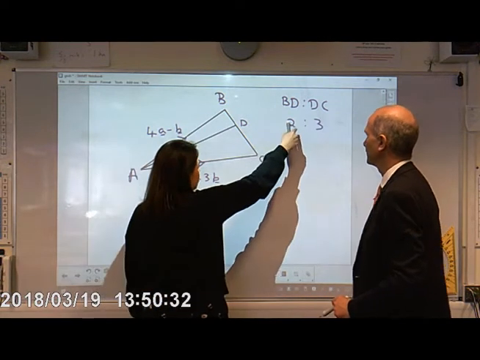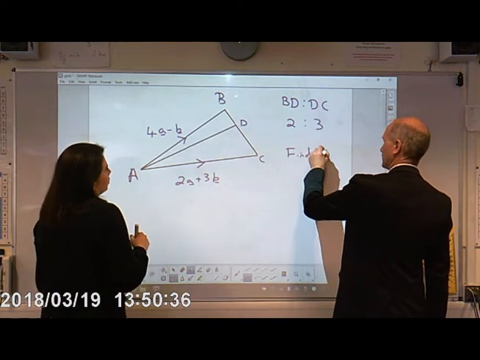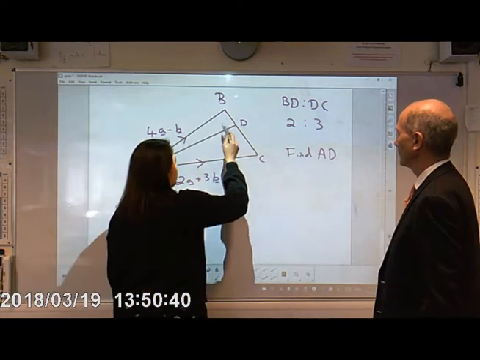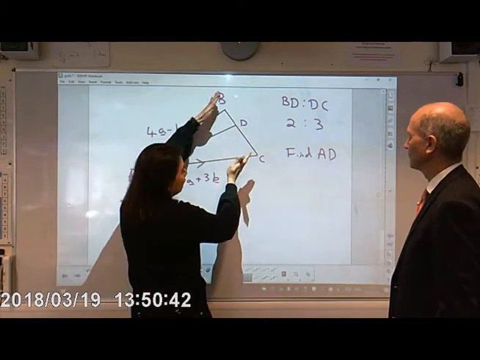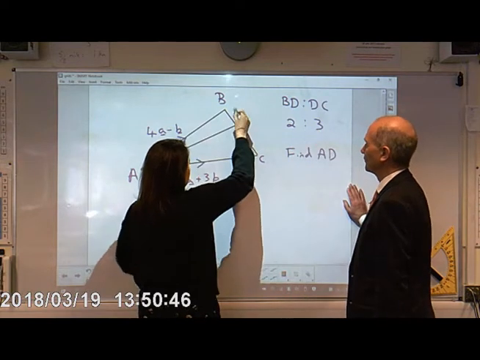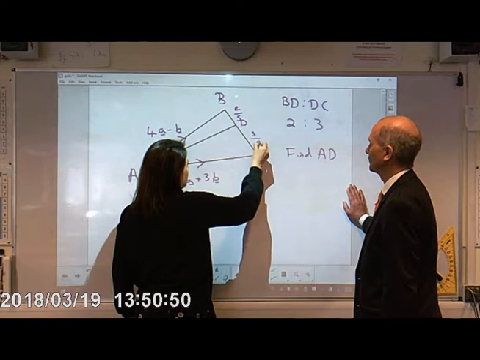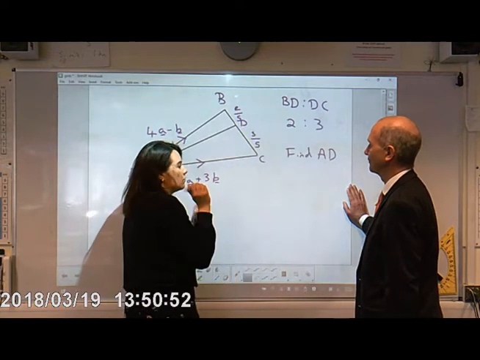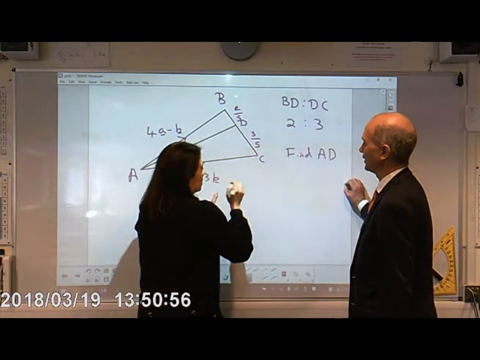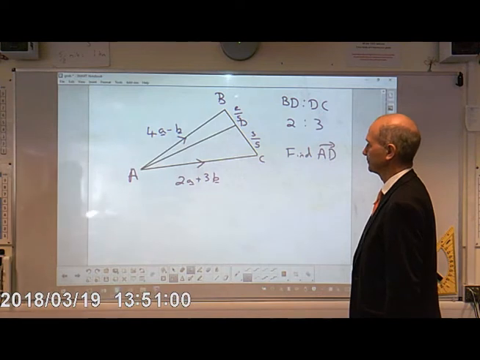So, take this information straight away and put it on your diagram. The way I work it is I go, okay, I've got 5 parts. 2 parts here and 3 parts there. So that is 2 out of 5 and 3 out of 5. I like to write that down straight away just so I stop thinking about ratios and start thinking about fractions.